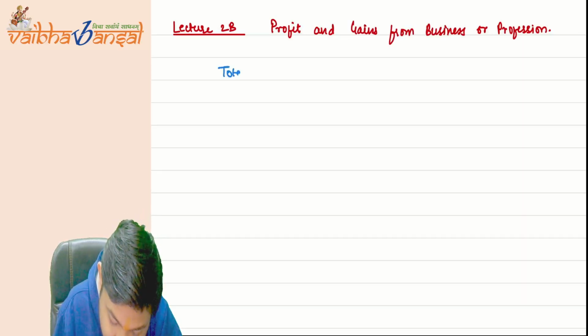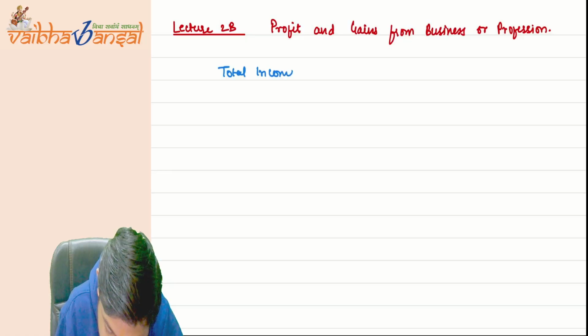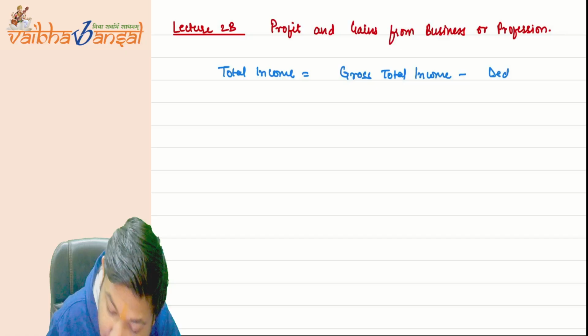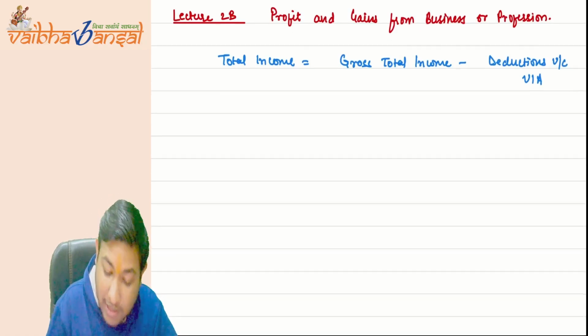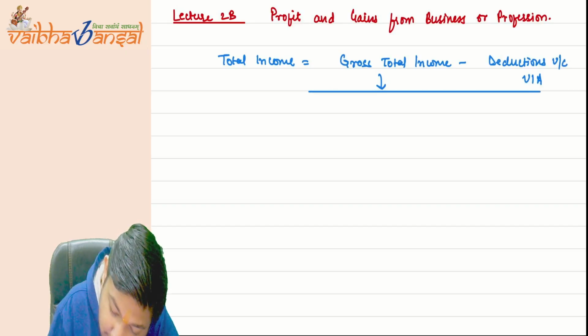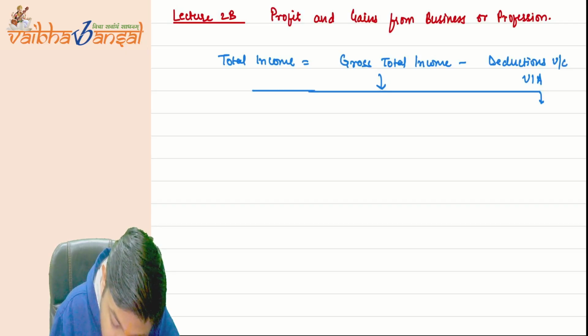So total income is equal to gross total income less deductions under Chapter 6A. Is this clear? Now, we have said that this gross total income is the summation of a few things. What are those summations?